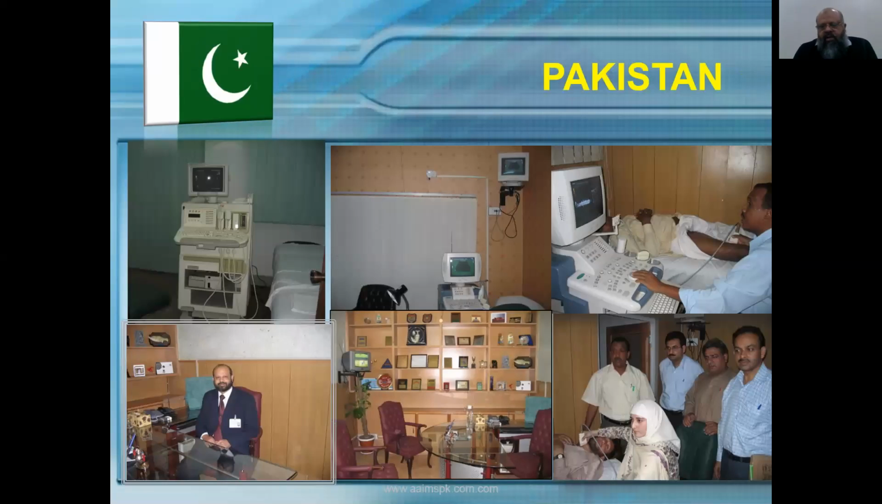Then we have some physicians or GPs who are scanning. They have variable knowledge and training background. Most of them are very good. There are about 50 plus people in Pakistan who are performing ultrasound for more than 5 years. Most of them have been scanning for the last 15 to 25 years. They are very good in ultrasound.